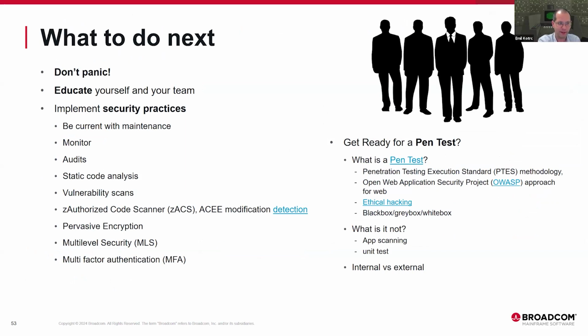So I just list some examples here. Make sure that you are doing some security scans. You use all the techniques you can, pervasive encryption, MFAs, whatever you have, audits, monitors, and so on. On the right hand, maybe you should do some pen testing, and maybe you already have some pen testers in your company, but they are just working on pen testing distributed applications. Maybe you just need to educate them to also do the mainframe pen testing.